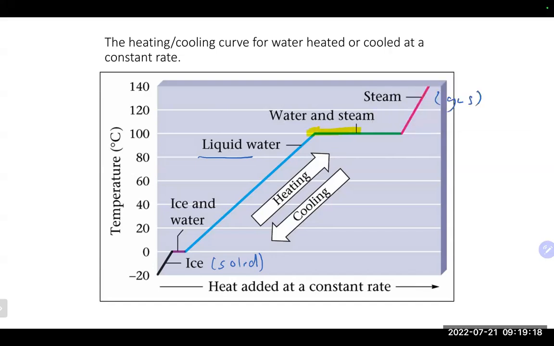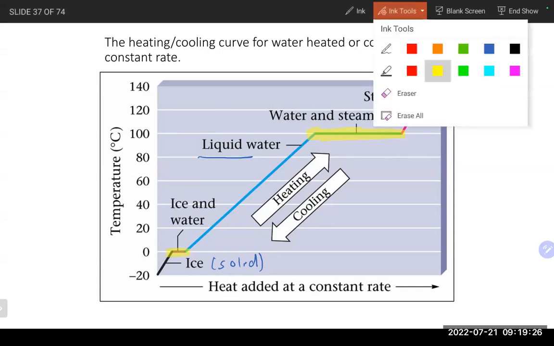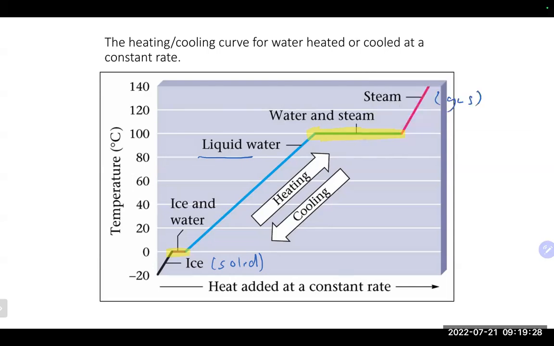Right here is for water. This is our normal boiling point. Down here is our normal freezing point that occurs here. And that's at 100 degrees Celsius. This is where our delta H of vaporization would come into play. You can see it's a plateau line, which means it stays at 100 degrees all the way across.